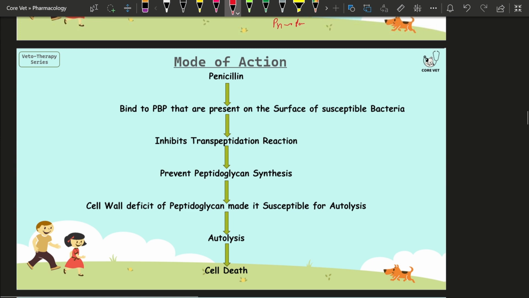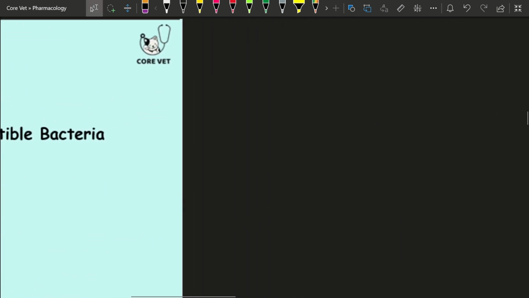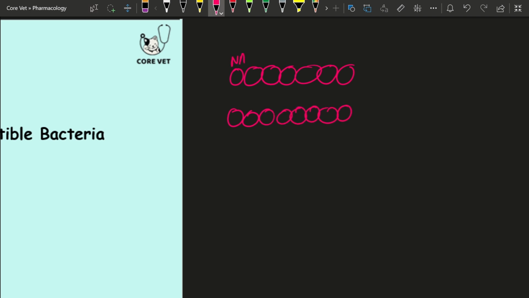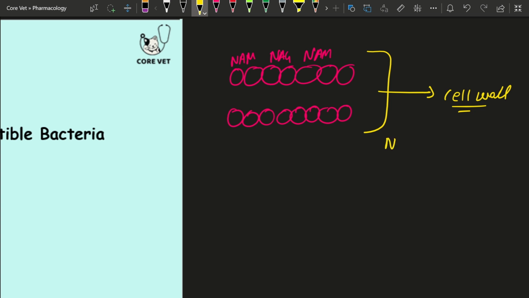So if we come on to the mode of action, before starting the mode of action, we all know that the cell wall, wait a second, let me draw. So in the microbiology, you have studied the structure of the cell wall, right? And you had studied that the cell wall has been synthesized by the alternating unit of NAM and NAG. What is NAM? N-acetylmuramic acid. Okay, and what is NAG? N-acetylglucosamine.